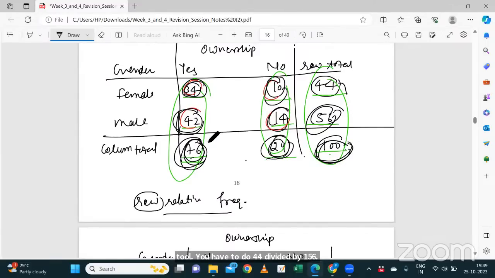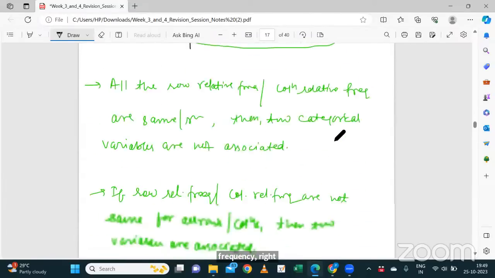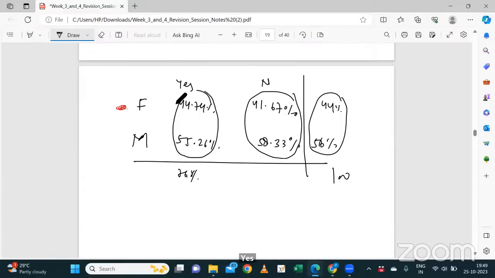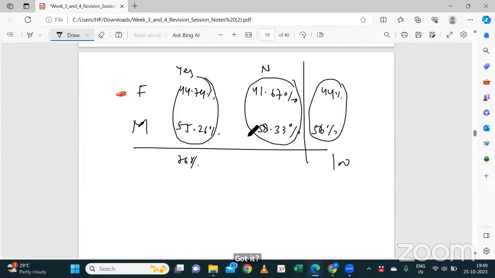34, then yes, 76. You are comparing the column relative frequency, right? Yes, sir. So it will be 44%, 56%, correct? Yes, sir. So now you have to compare by this column. Got it? Yes, sir. Sir, here we got similar value. Yeah, similar value. So, sir, there is no association.